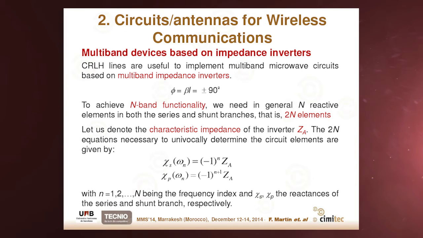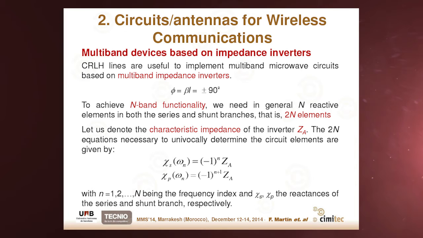That's the key idea. Inverters that exhibit a phase of 90 degrees at the operating frequency. So we must achieve this phase shift at several frequencies. So the point is that to achieve N-band functionality, we need in general at least N reactive elements in both the series and shunt branches of the T or P model of the line. So it means that we need 2N elements.